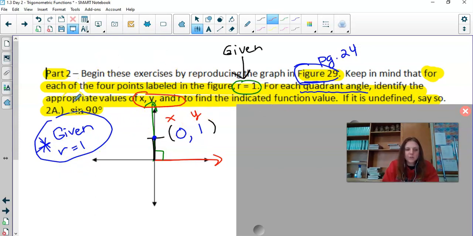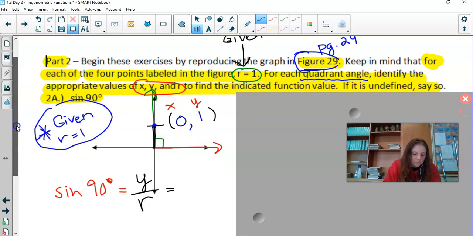Let's go ahead and answer this question. We're looking for the sine of 90 degrees. That's what it's asking for here. You may need to look back at yesterday's notes, the last time we met. The sine is the ratio of the y over the r. And this was from the notes that we took last time that we were together.